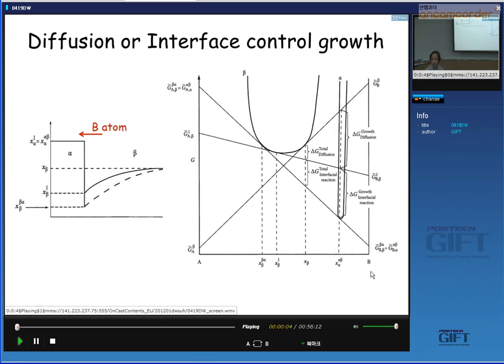Okay? Last class, we handled the basic concept of diffusional growth. And for the evaluation of the growth rate, usually we assume local equilibrium between the parent phase and product phase. The meaning of local equilibrium is that the concentration at the phase boundary is given by the equilibrium concentration that we can obtain in the equilibrium phase diagram.